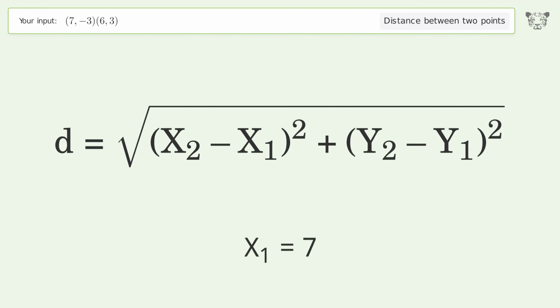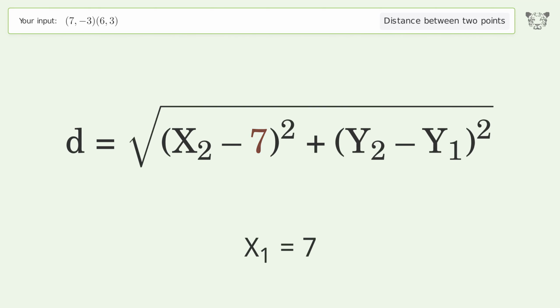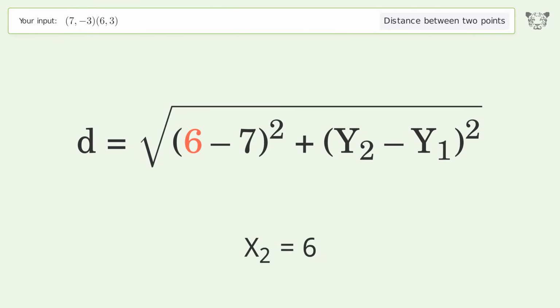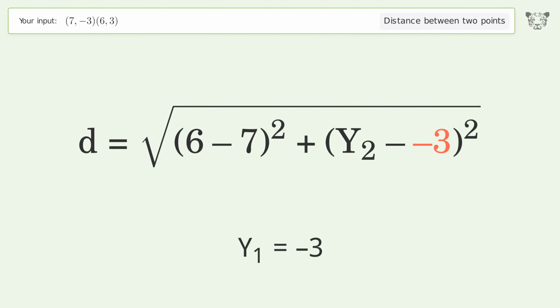x1 equals 7. x2 equals 6. y1 equals -3. y2 equals 3.